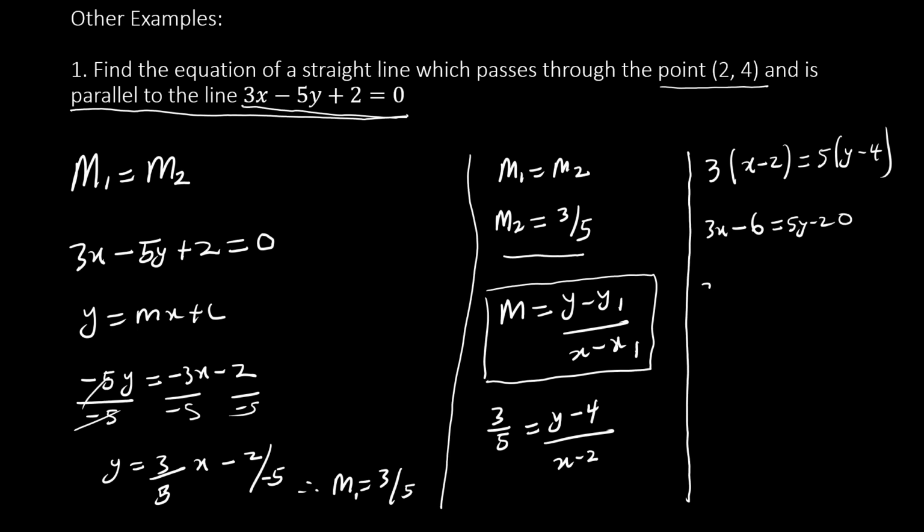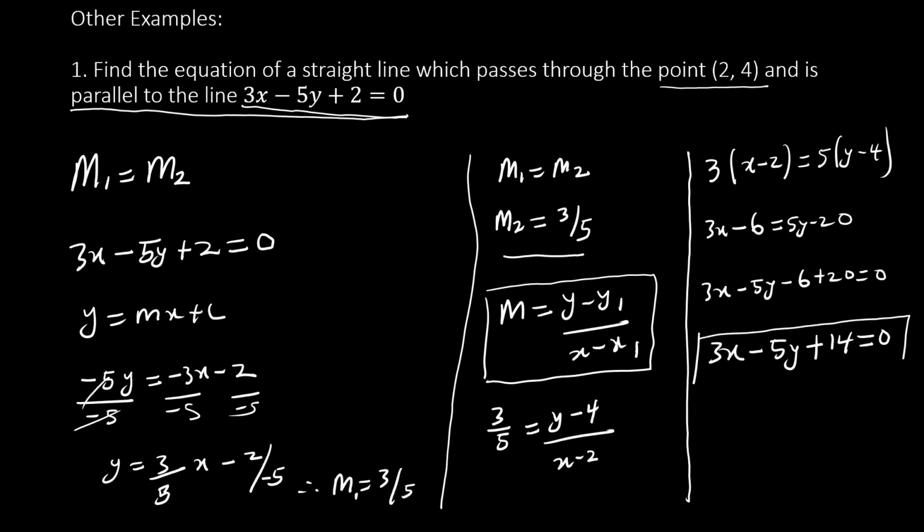Collecting like terms here, we have 3x minus 5y minus 6 plus 20 equals 0. And this is 3x minus 5y plus 14 equal to 0. And here we have the equation of the straight line: 3x minus 5y plus 14 equals 0.